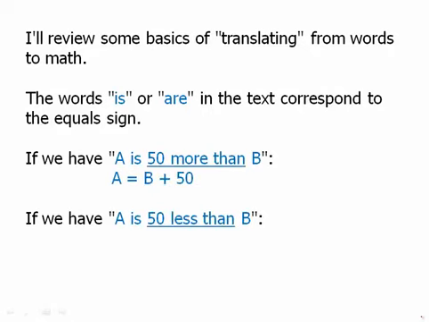If we had A is 50 less than B, well, this one also, it's backwards. 50 less than B, it means we start at B and go down by 50. So that's B minus 50. So A equals, A is 50 less than B, B minus 50.